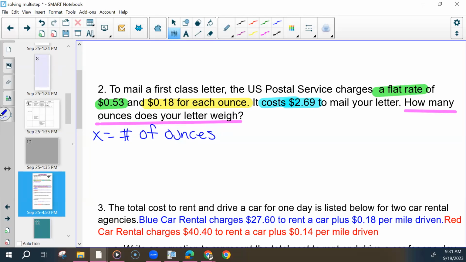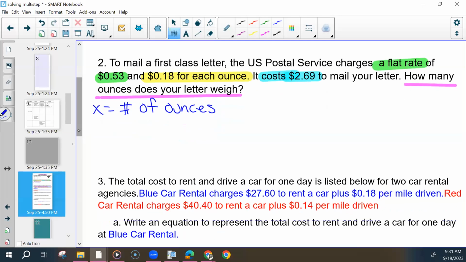Right, so we found the important pieces of information. We defined our variable. Now we can start to set up our equation. We know it's going to cost us $2.69. Okay, this equals $2.69. Going back to translating, if we are looking for a total, what operation are we doing? Adding. So we're going to be adding these together. You can go ahead and put those numbers in, the order doesn't really matter.